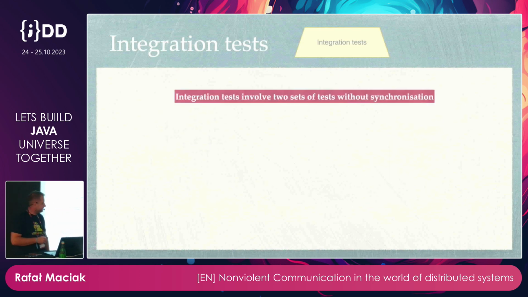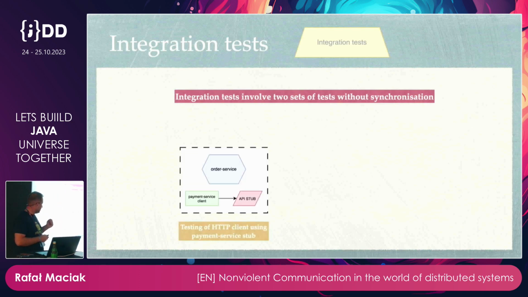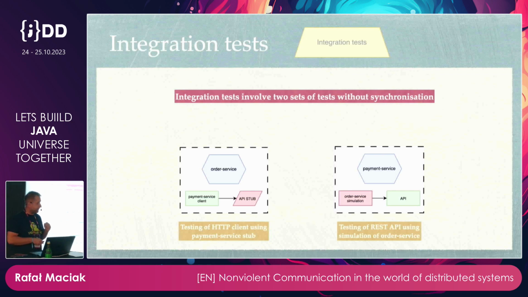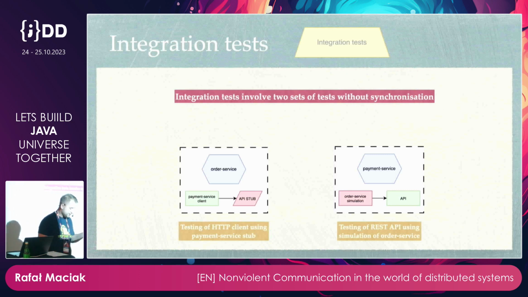The first one is that in order to correctly test the communication using integration tests, there must be 2 sets of tests without any synchronization. On the client side, order service, how do we test it? Usually we use an API stub, which simulates the real API. Then we call it, whether it's HTTP client level logic or domain logic, it doesn't matter. What is crucial here is that we call it against the stub, not the real API. On the other side, we have the payment service test. I already explained that we call the API and we check the communication aspects like status, headers, body, and others.